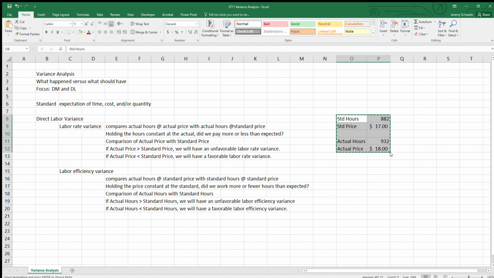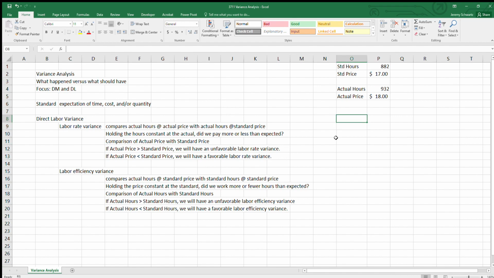maybe I'll move these up out of the way a little bit here. When we look at the labor rate variance, we compare actual hours at actual price. So actual hours times actual price. So that's given below here as 932 multiplied by 18. And that gives us 16,776.